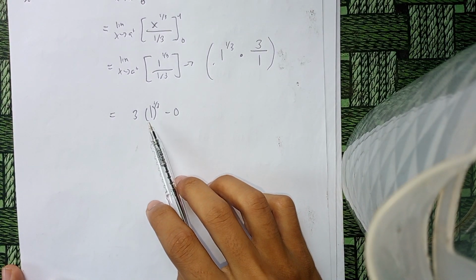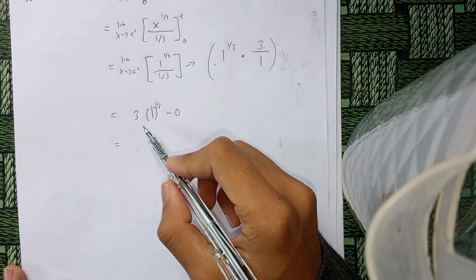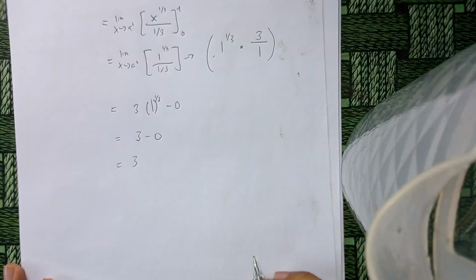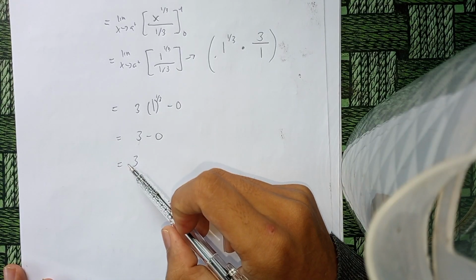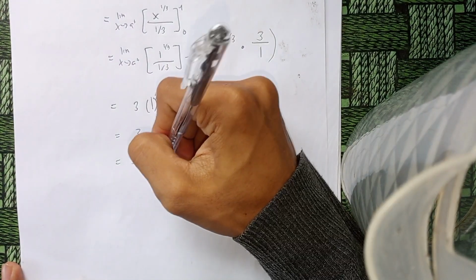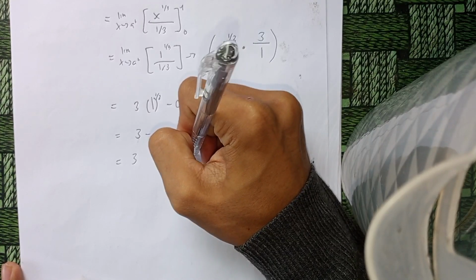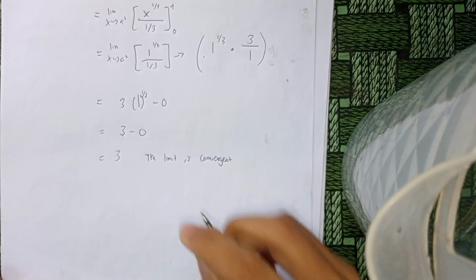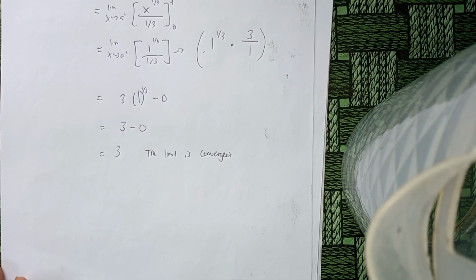Then this problem will become only 3 minus 0, then 3. Therefore, the answer, or the limit, is 3. Therefore, the limit is convergent, since the limit exists.